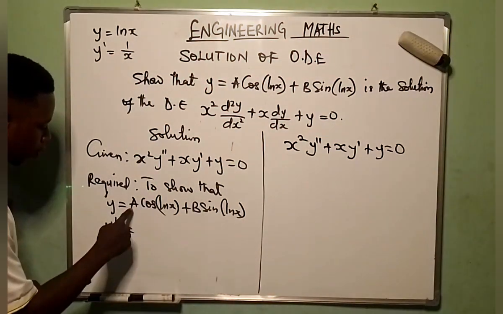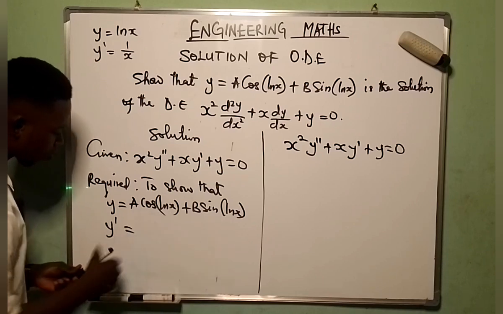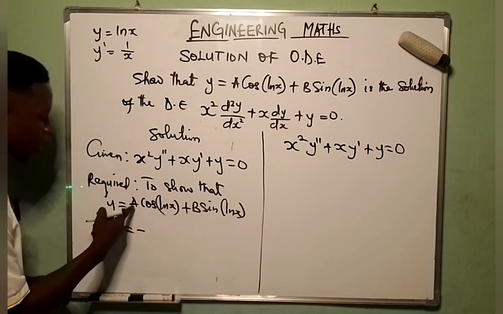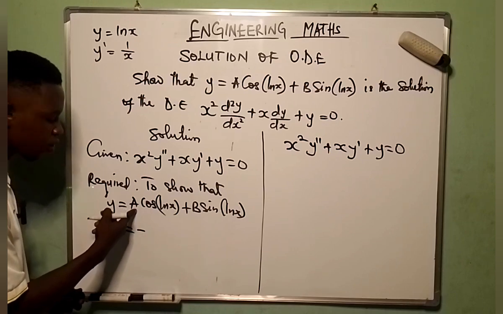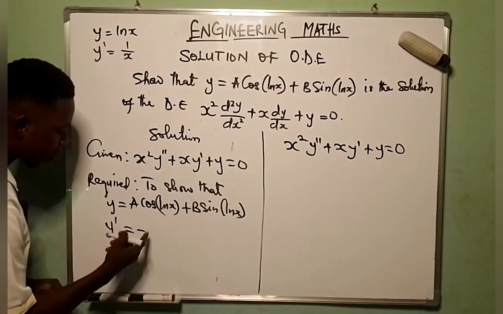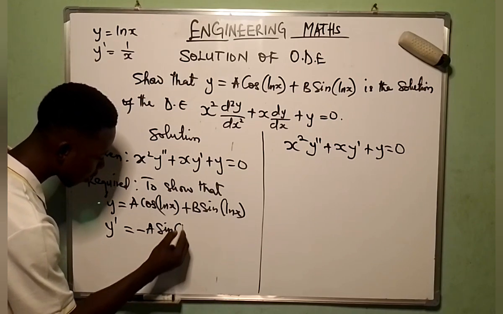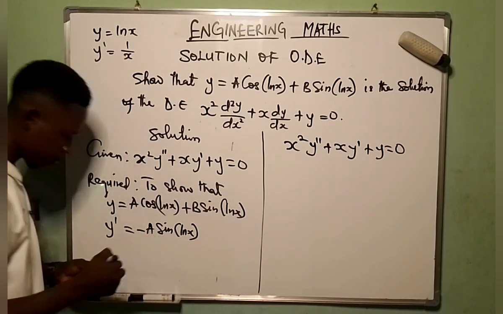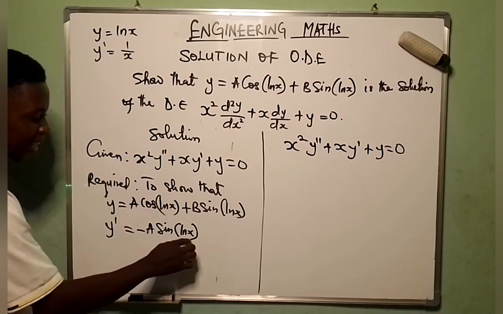Now, look at this point. We have a cos ln x. When you differentiate cos, we're going to have minus. We have our arbitrary constant. That one does not follow the differentiation. The arbitrary constant remains. Now, we have minus a sine ln x. If you differentiate cos ln x, you're going to have minus a sine ln x.